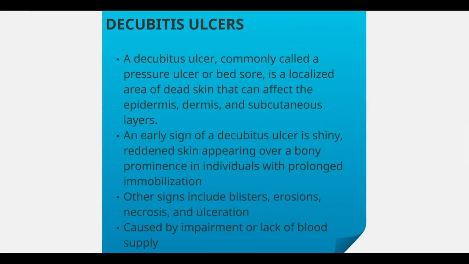Okay, so decubitus ulcers are commonly called bed sores or pressure ulcers. It's a localized area of dead skin that can affect the epidermis, which is the upper layer, the dermis, which is the middle layer, and the subcutaneous, which is the fatty underlayer of the skin. An early sign of a decubitus ulcer is a shiny reddened skin appearing over a bony prominence in individuals with prolonged immobilization.